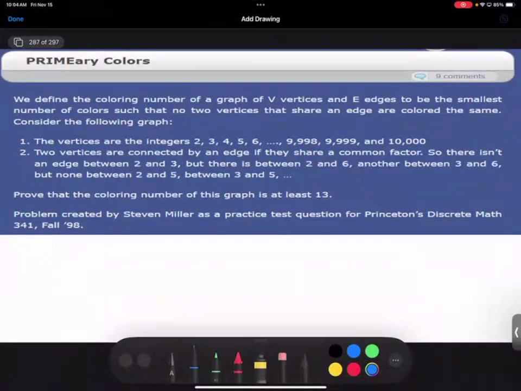We define the coloring number of a graph of V vertices and E edges to be the smallest number of colors such that no two vertices that share an edge are colored the same. So out of curiosity, has everybody seen problems like this? Coloring. One of the famous ones, the four color theorem, says that if you have any nice region in the plane, only four colors are needed. Does anybody know which US state could have caused trouble?